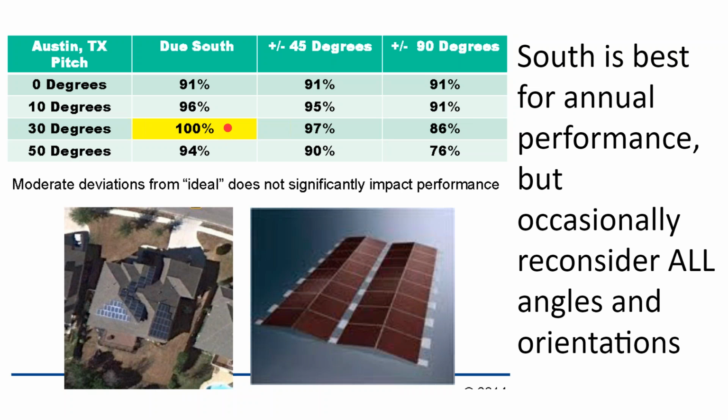What I think is particularly interesting is if you go all the way flat and face that panel straight up in the air, you're only losing, in this case with Austin, Texas, about 9%. And of course, if the module is flat and facing straight up in the air, how it rotates east or west or whatever doesn't matter because it's just going up.